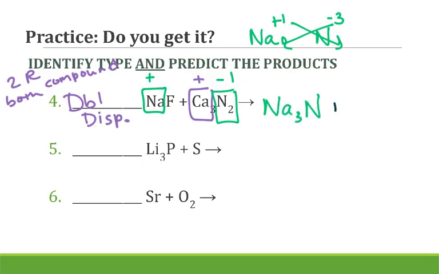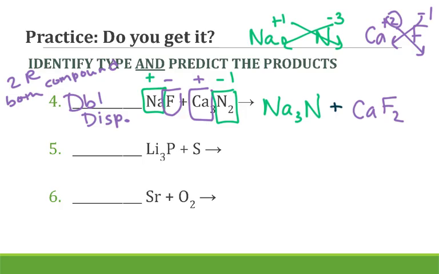And then my second product, my calcium, which had that positive charge, is now going to get paired with my fluorine, which has a negative charge. Calcium is a +2 charge. Fluorine has a -1 charge. Drop and switch. So we're going to get CaF2. And then you can go ahead and balance.